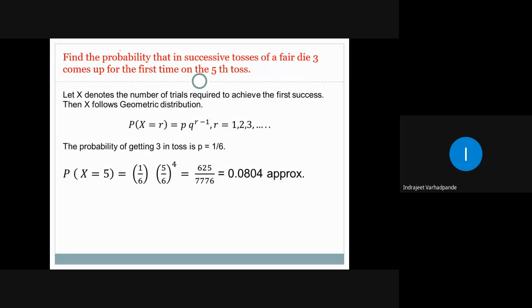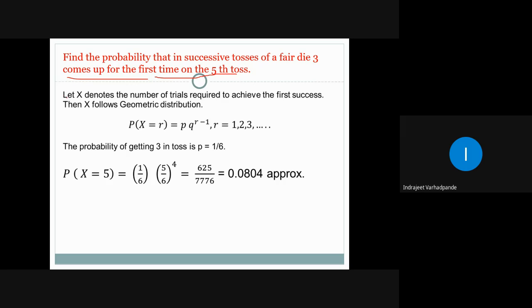One more example wherein we want the rate of success in the initial trials or in a finite number of trials. Find the probability that in successive tosses of a fair die, 3 comes up for the first time on the 5th toss. Means after performing so many tosses of a die, I want the number 3 to come out on the 5th toss. Means success is to be obtained at the 5th trial.